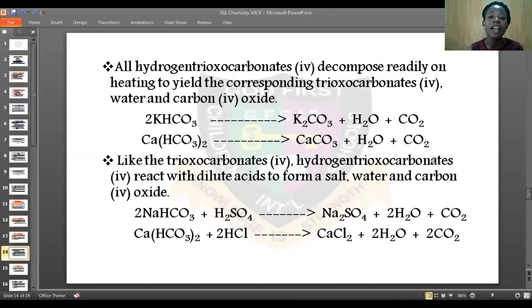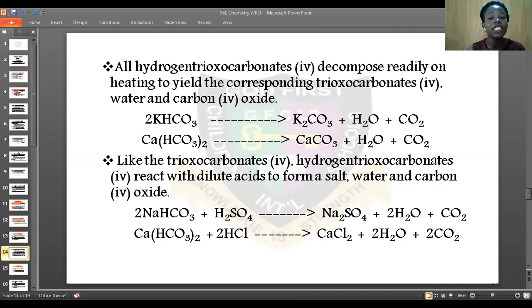Then all hydrogen carbonate(IV) decompose readily on heating to yield the corresponding carbonate(IV), water and carbon(IV) oxide. Remember that when we're talking about carbonate(IV), they are decomposed by heating to give off carbon(IV) oxide. But sodium and potassium carbonates cannot be decomposed by heating. But in this case, all hydrogen carbonate(IV) are decomposed by heating. They are affected by heat, including the sodium and potassium. They are all decomposed by heating. So we have the product there.